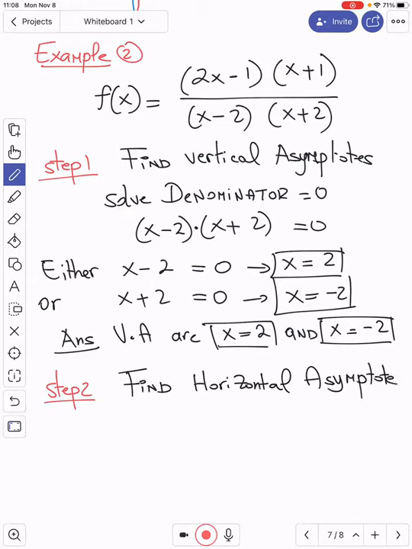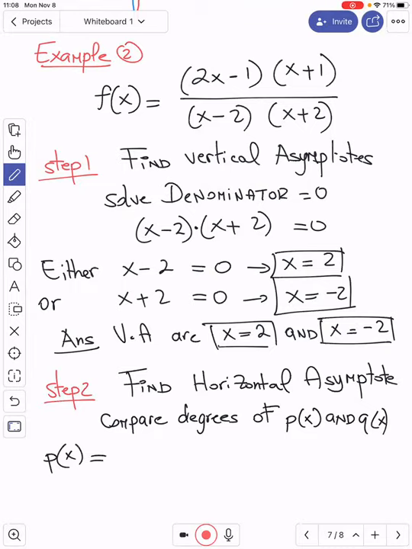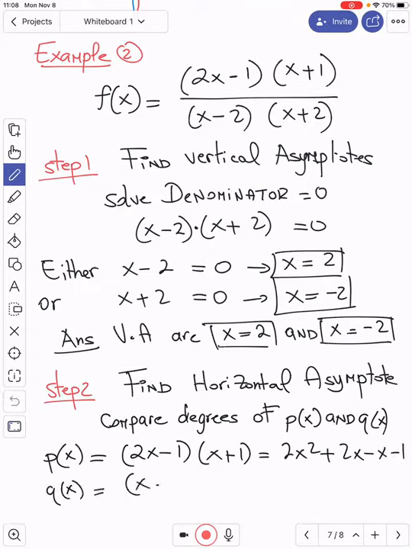Find the horizontal asymptote. To find the horizontal asymptote, we compare the degrees of P and Q. Again, this is very similar to the previous example. P would be 2x squared plus 2x minus 1. Q would be x minus 2 times x plus 2, so that's x squared plus 2x minus 2x, and then minus 4.